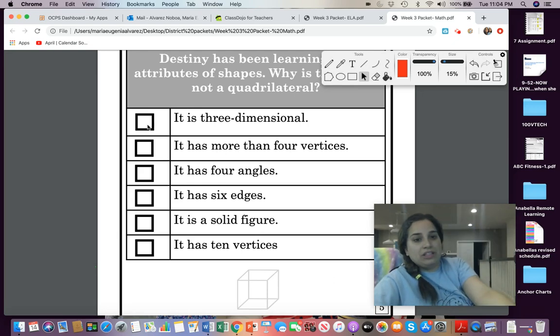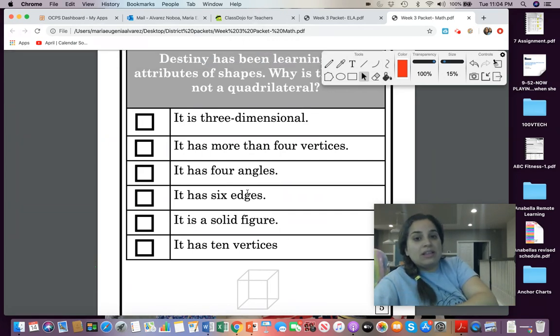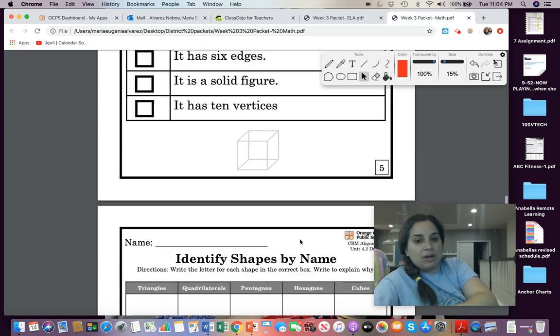So I would definitely check the first one because it says it is 3-dimensional. Keep going on the others and check only the ones that describe what kind of shape this is, a cube. Only the ones that describe it.